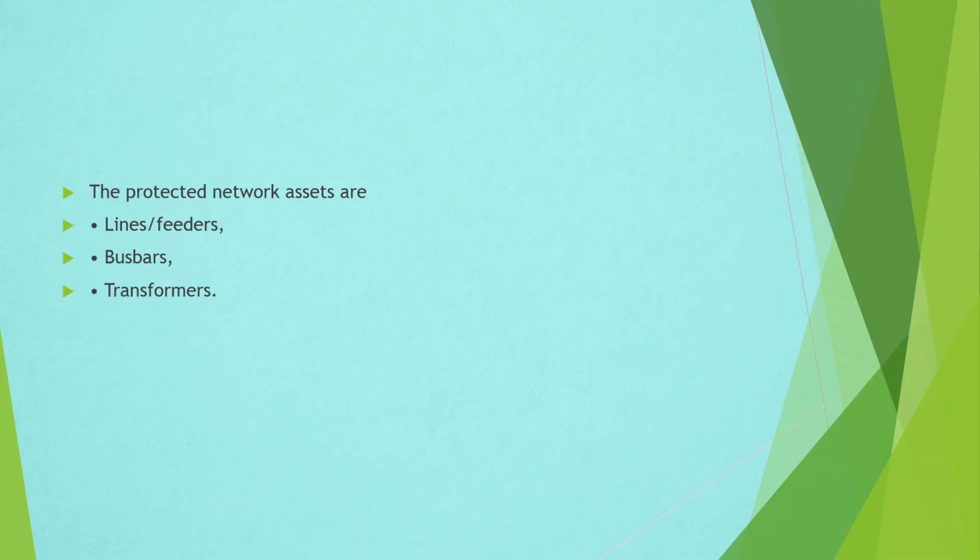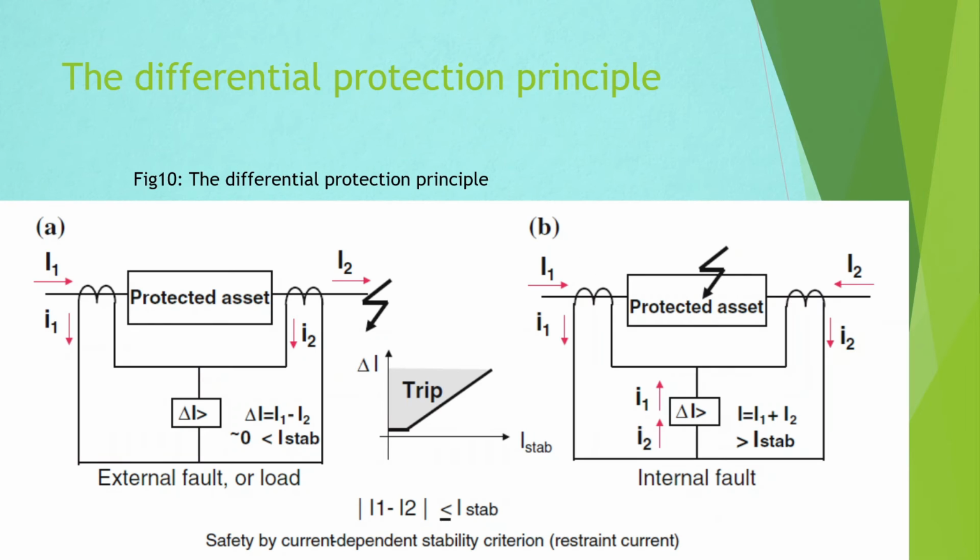The protected network assets are basically line feeders, bus bars, and the transformers. The differential protection scheme. This principle offers the higher selectivity. Therefore, it is often used for the main protection of EHV and HV lines.